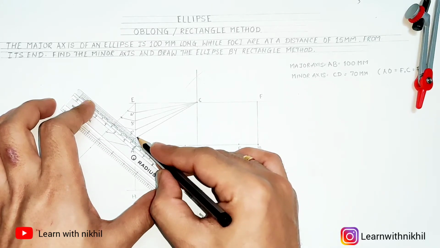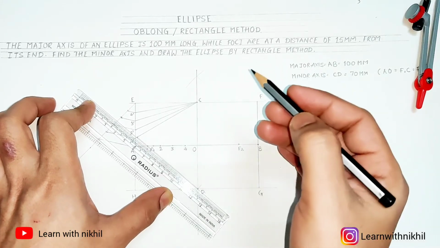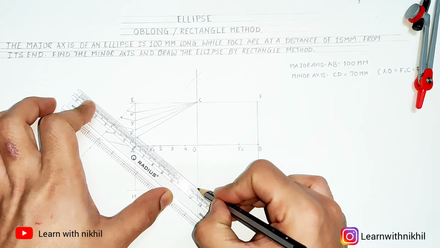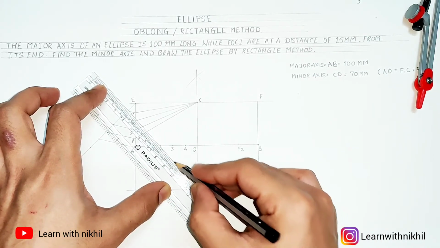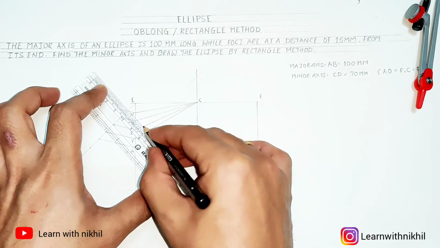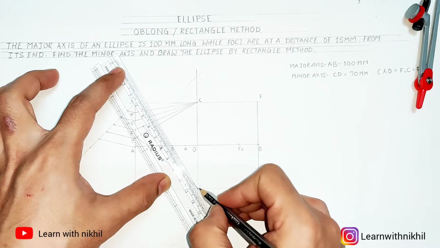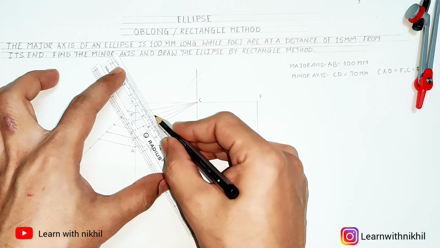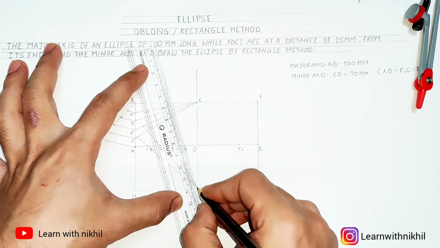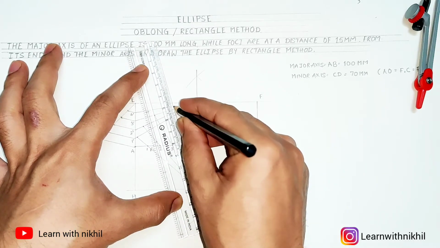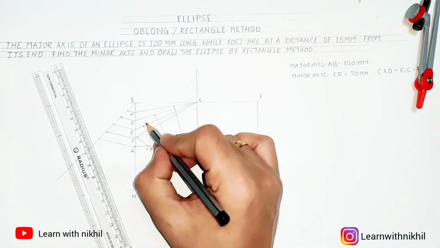So see, we have to draw a line from D passing through 1 and join to 1 dash. Same, start from D, pass to 2 and join till 2 dash. D, pass through 3 and join till 3 dash. From this point D, pass through 4 and join till 4 dash. So we have got these points.